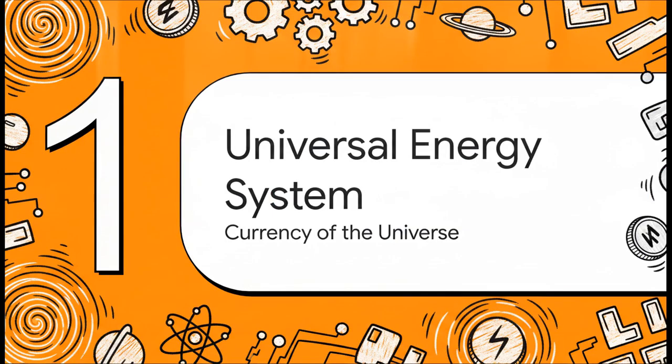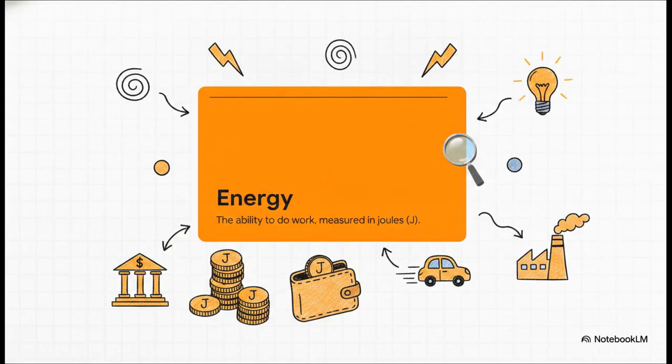Okay, part 1. The universal energy system, the currency of the universe. So at its core, energy is simply the ability to do work. Think of it exactly like a currency that can be stored, spent, and exchanged everywhere in the universe. It's measured in a unit called joules, named after the physicist James Joule. Just like you can have dollars sitting in a bank account or cash in your wallet ready to go, you can have energy stored up or actively being used. But to actually buy any real physical changes in the world, you have to spend those joules.